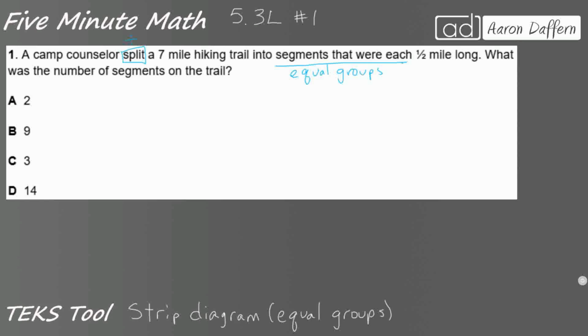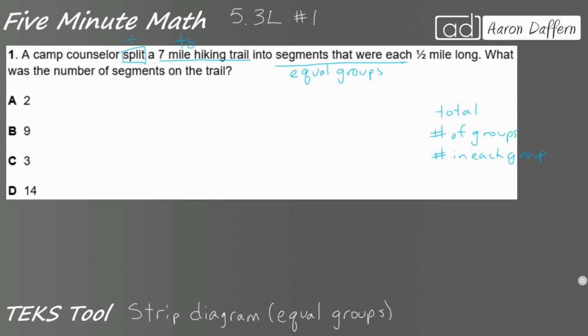And then there's going to be two of these three things that we're looking for. We're looking for total number of groups and then the number in each group. They're going to give you two and ask you for the third. So let's take a look at our two quantities we have here. We have a 7 mile hiking trail. So that hiking trail is not being added to, or it's not part of a group. It seems like it's going to be the total. That's how long the hiking trail is.